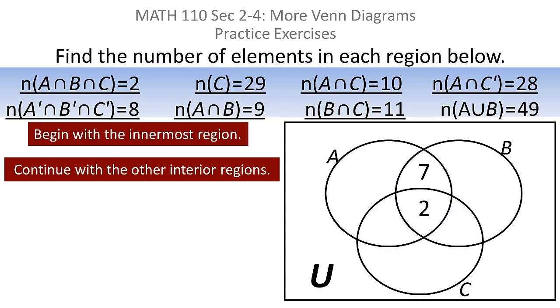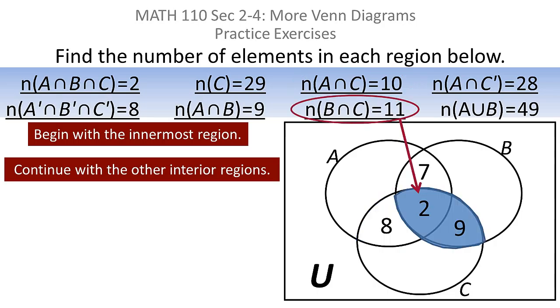Then I move over to another interior section, maybe there, which is the intersection of A and C. That's where A and C overlap. I know there are 10 elements in the overlap. I already had 2, so if I add 8 more, I get the 10 that I need.